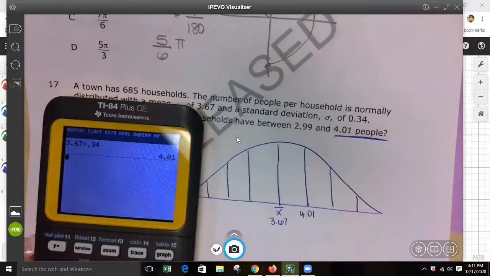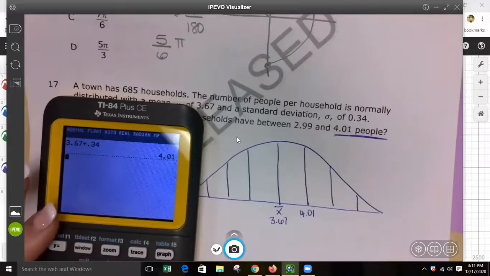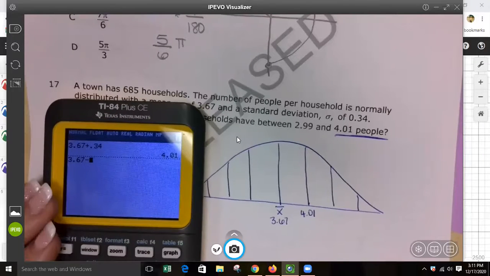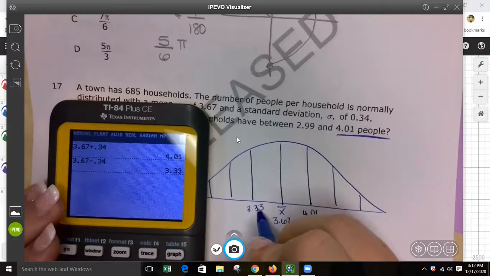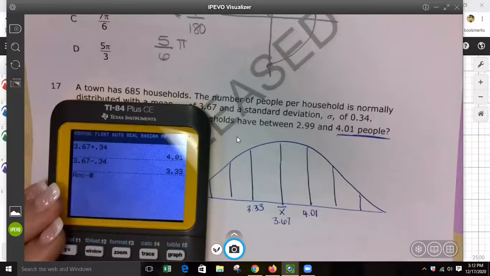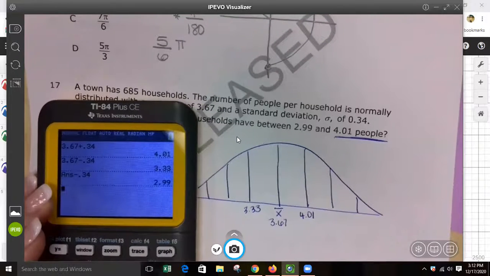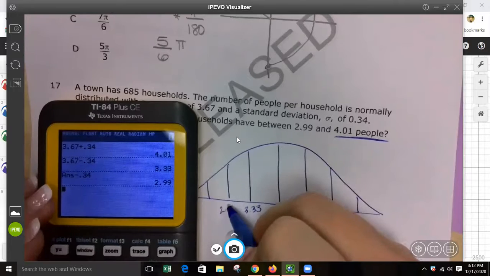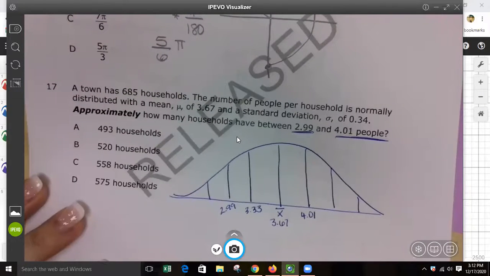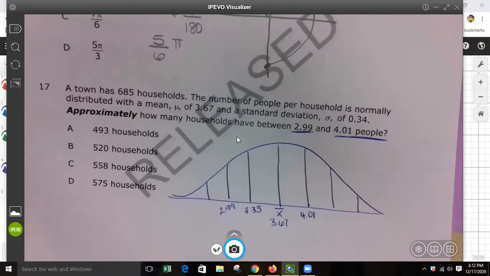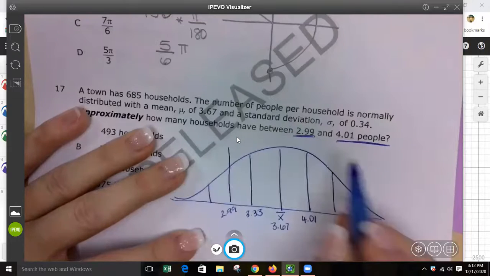That's the first one. 2.99 would be below it. So we would do 3.67 minus a standard deviation, which is 3.33. And again, this is a math 1 concept. This is not a math 3 concept, okay? And this one is 2.99, which was the other one that we needed. So it says a town has 685 households, the number of people per household is normally distributed with a mean of this and this and this. It wants to know how many households are between here.